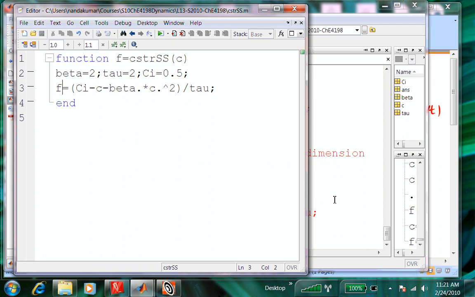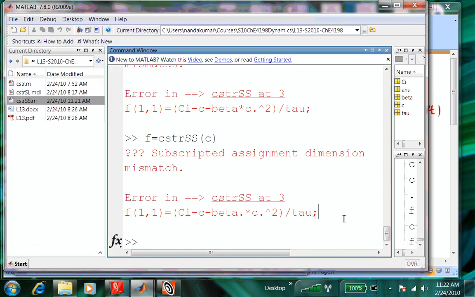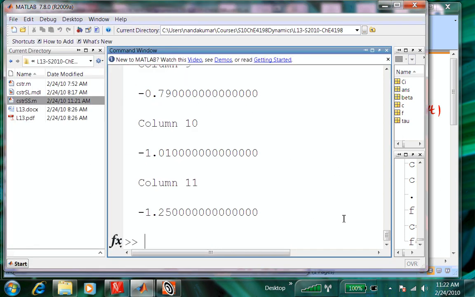The dot is saying that when you have a vector of numbers and you want to apply an operation, you have to apply it to each element. Otherwise, A star B is a matrix multiplication. But if you say A dot star B, A and B should have the same size, and it takes the first element of A times the first element of B, the second element of A with the second element of B. Whereas matrix multiplication is the first row with the first column, added up. So there's a slight difference in the definition of the dot star operation. Okay, that's it. Now I got a function, so now I can plot C, F.